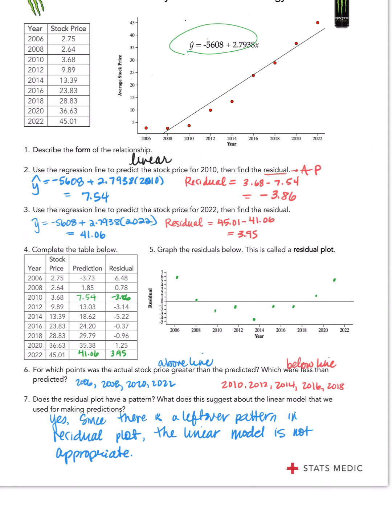Then it says, okay, does the residual plot have a pattern? Yes, it has a pattern. Hopefully you can see that. It is kind of a scooping pattern here. It's doing this, right? It's like a parabolic shape. Well, we don't want that. But since there is a leftover pattern in the residual plot, the linear model is not appropriate. There's a better equation to fit this data. That's what we're saying here.